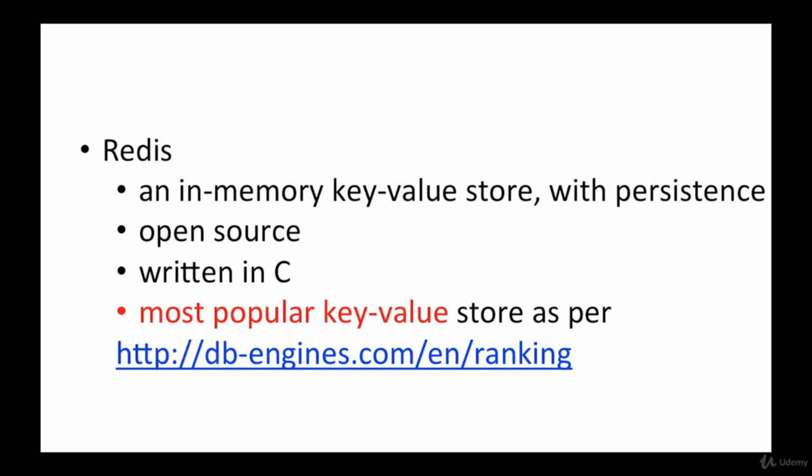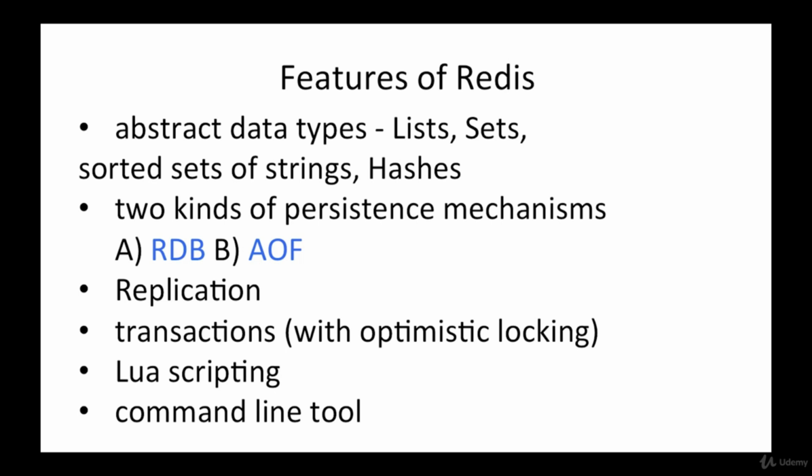Redis is an in-memory key value store with persistency. Redis is open source, Redis is written in C, and Redis is the most popular key value store as per DB Engine. Features of Redis: abstract data types, lists, sets, sorted sets of strings, hashes, and Redis has two kinds of persistence mechanism. One is RDB and another is AOF. I'll discuss RDB and AOF in a later slide.